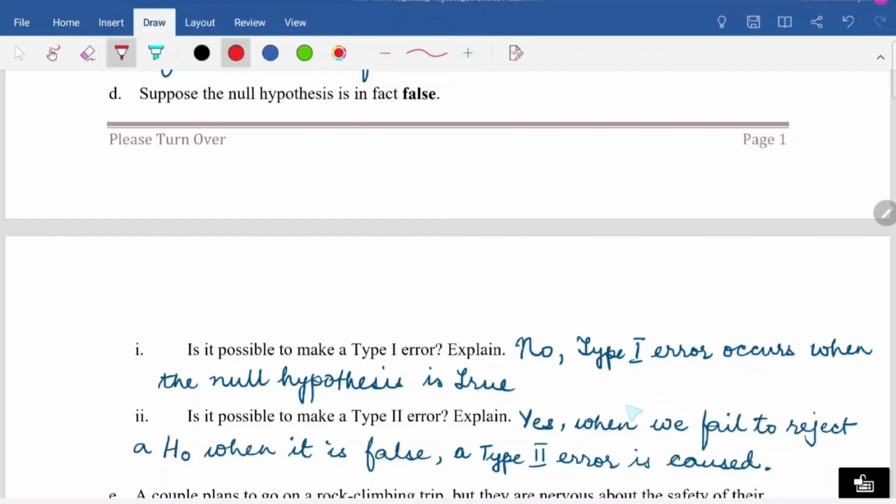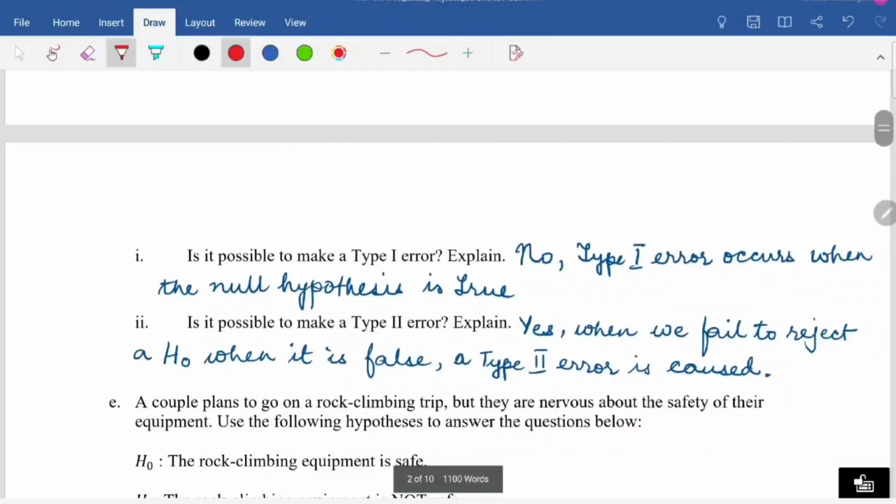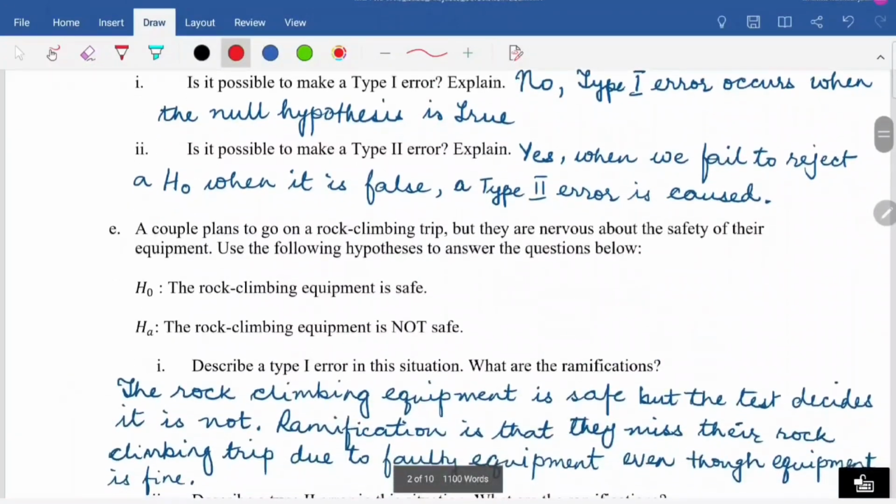For these questions, you have to support your answer with an explanation. If you just write no and yes, you don't get any points, because you might as well be guessing. It's not an indication that you have understood the logic behind whatever you have answered. So make sure you follow up your answer with an explanation, and the question will say explain, so you have to explain anyway.